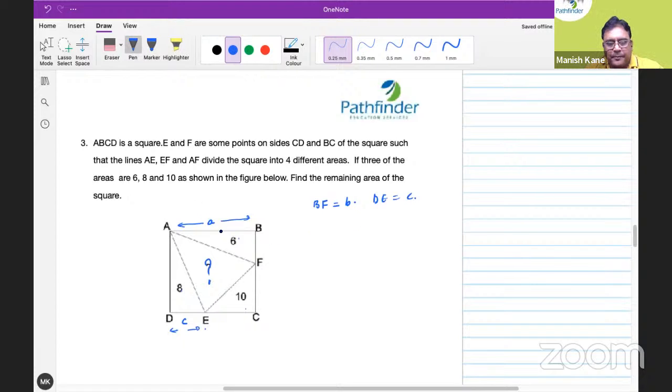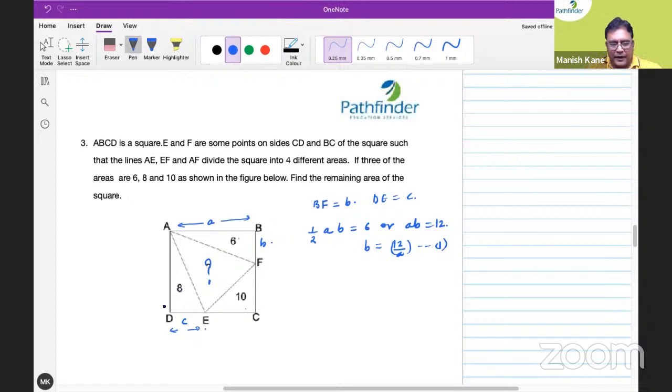So can we say that half of AB into BF, so this point is B, so half of A into B is equal to 6, or AB is equal to 12? Can we say that? Or we can say that B is equal to 12 upon A. Correct?